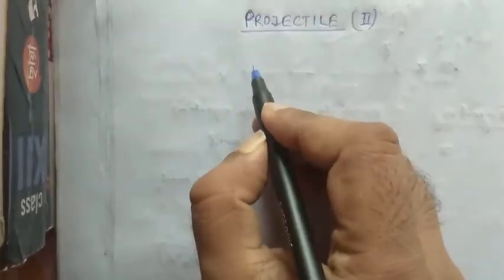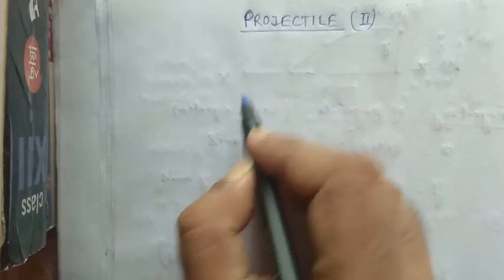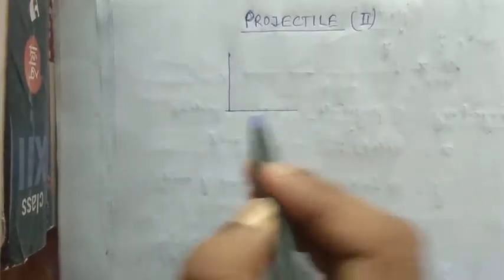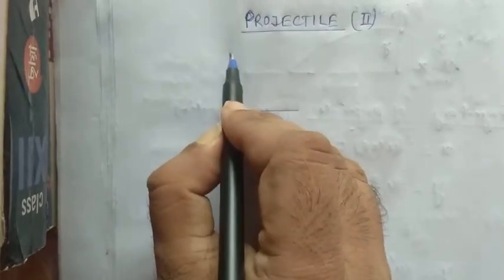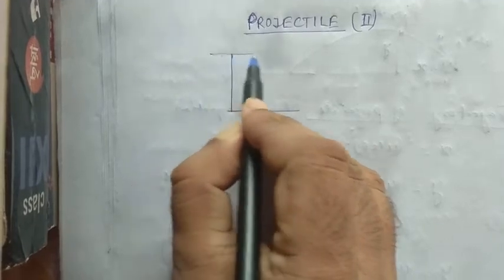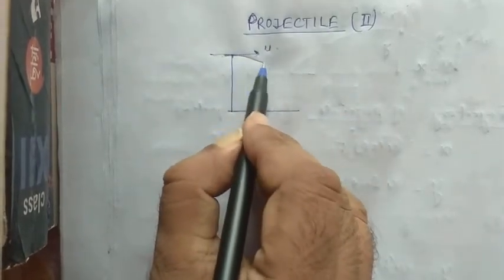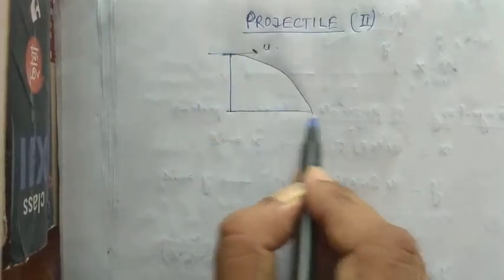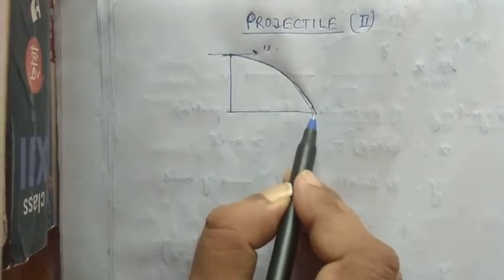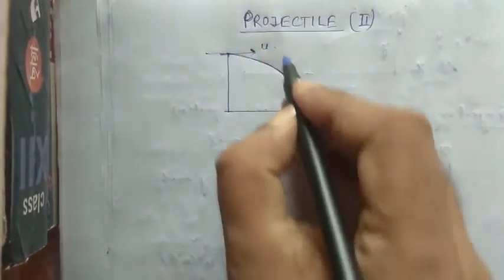In this video we are going to discuss a second type of projectile. Suppose a food packet is thrown from an aeroplane. The aeroplane is moving with a horizontal velocity of u. The food packet falls and will reach the ground in this fashion. Now this becomes a sort of half projectile.